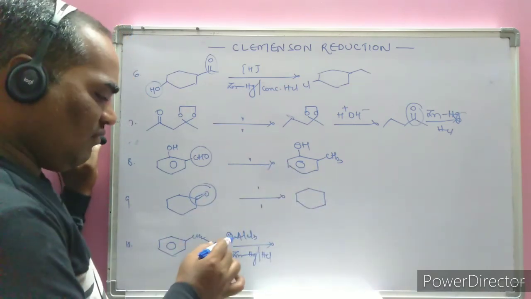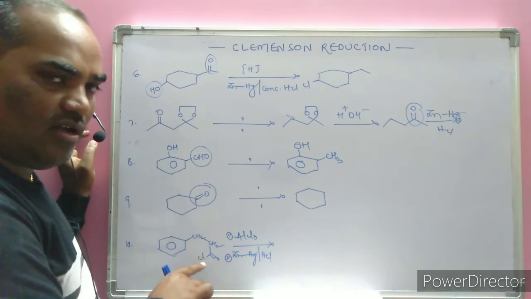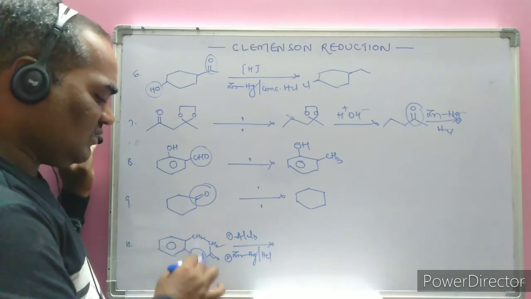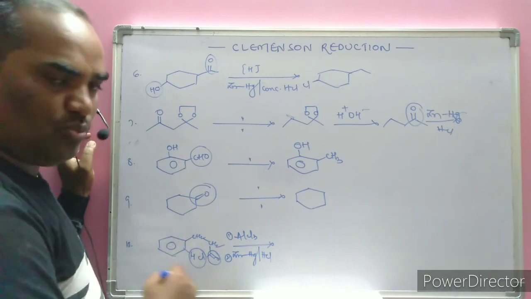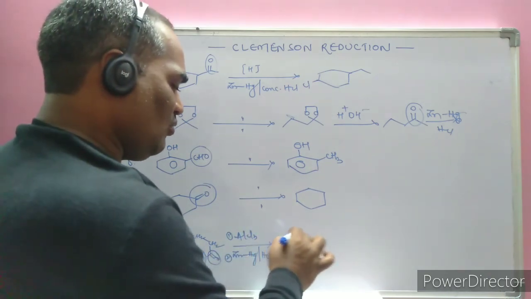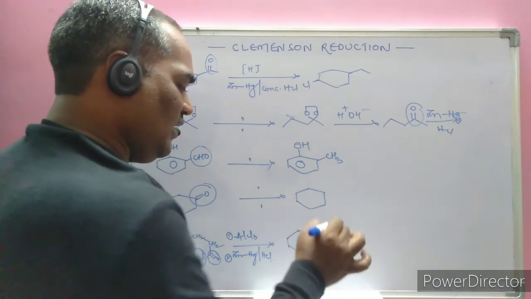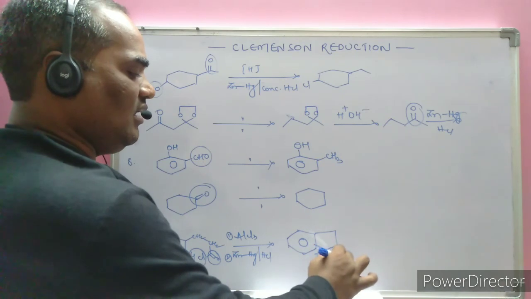And here one reagent is given, AlCl3, with an alkyl halide, intramolecular, a Friedel-Crafts alkylation reaction, with loss of H and Cl. In the second step, the Clemmensen reduction is given, and the C=O becomes CH2. Hence the formed product is indane. Like this we call it indane.